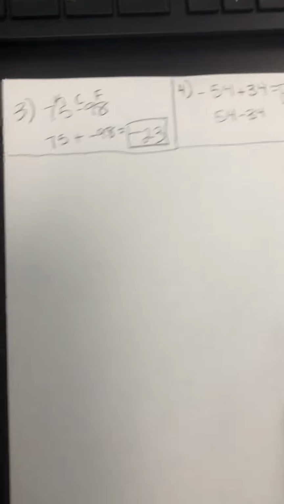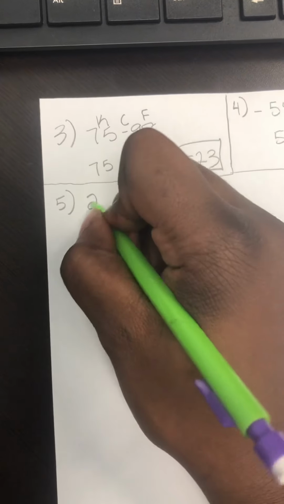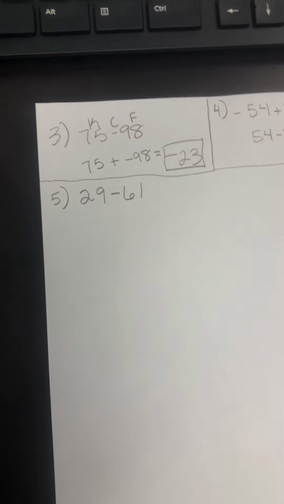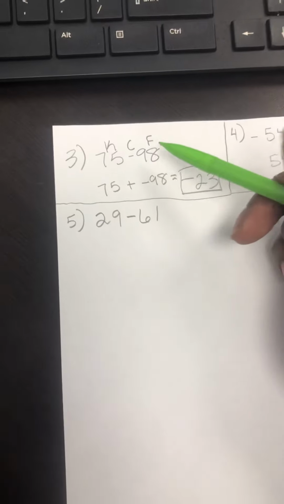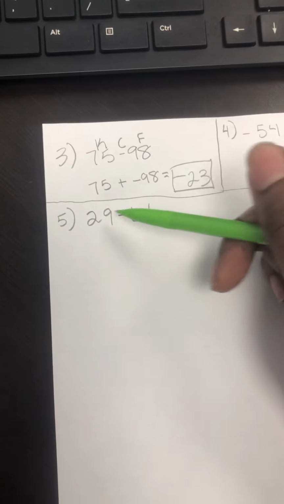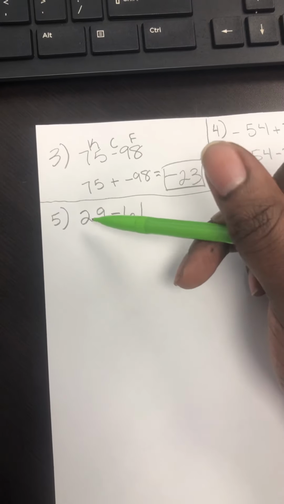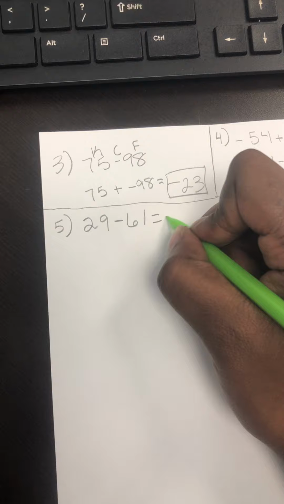Okay, last one I'll do. Number 5, and this number 5 says 29 minus 61. Okay, so this one is kind of like the previous one, where technically you can look between the two and figure out that the first number is smaller than the second, so you know your answer is going to be negative.